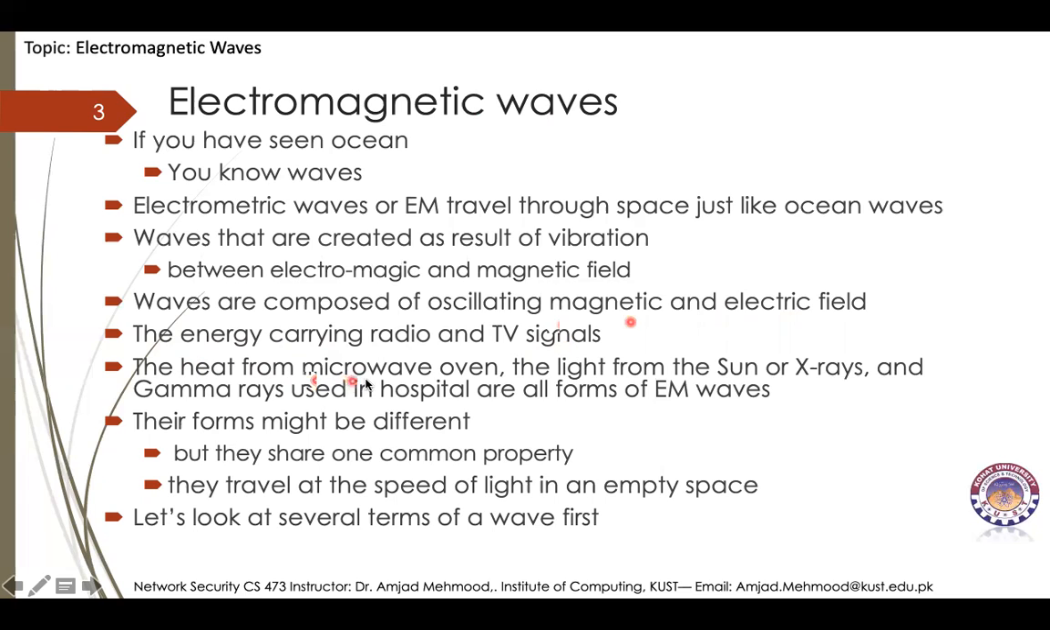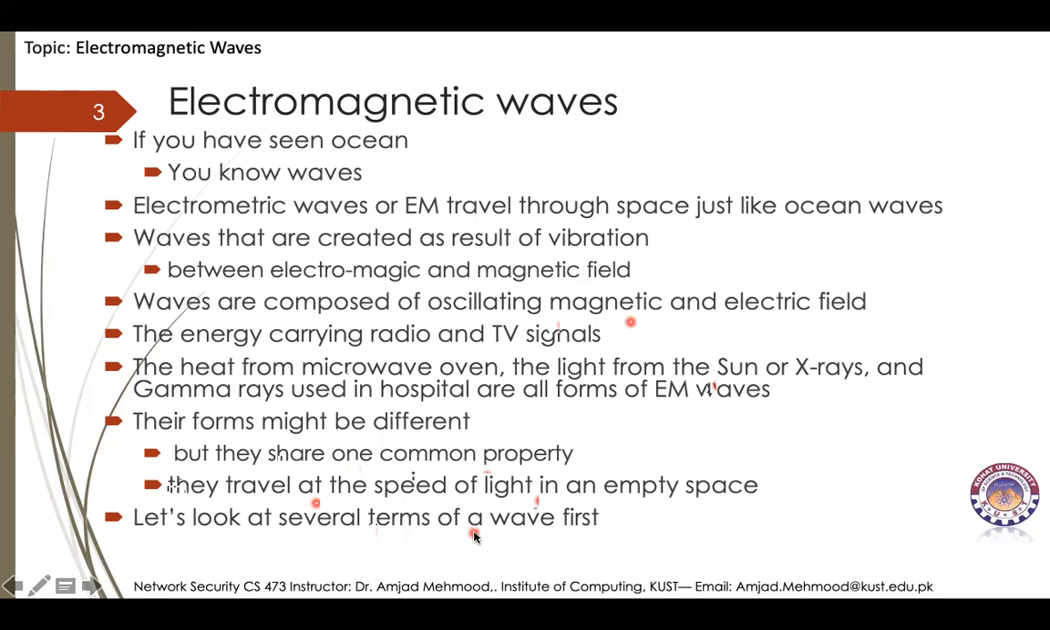The heat from a microwave oven, the light from the sun, or X-rays and gamma rays used in hospitals are all forms of electromagnetic waves. Their form might be different, but they share some common properties. They travel at the speed of light in space.